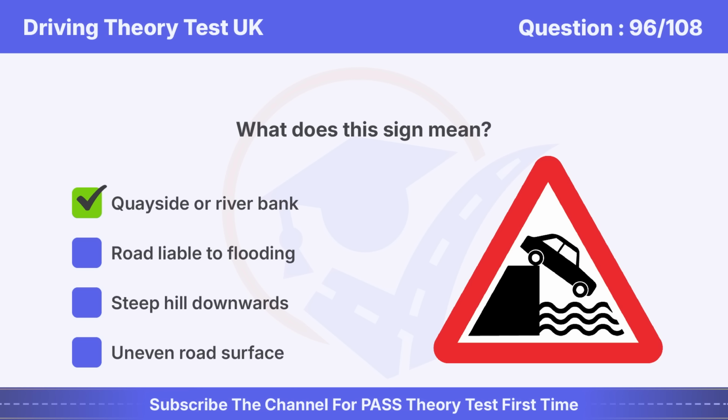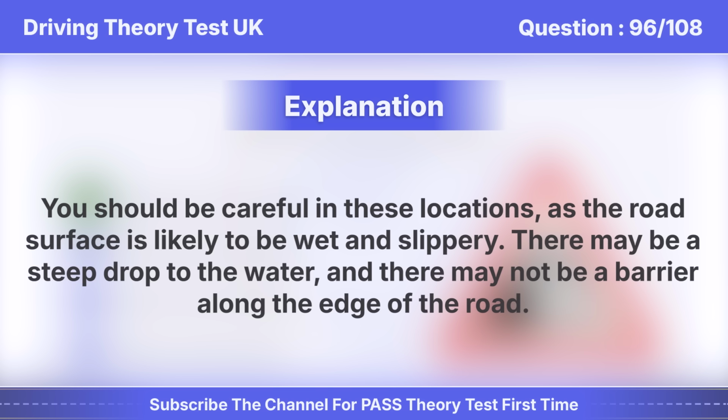Answer is A. Quayside or river bank. You should be careful in these locations, as the road surface is likely to be wet and slippery. There may be a steep drop to the water, and there may not be a barrier along the edge of the road.